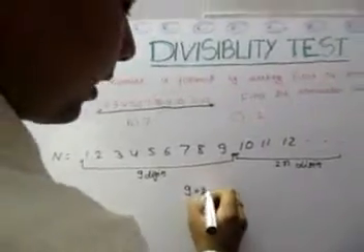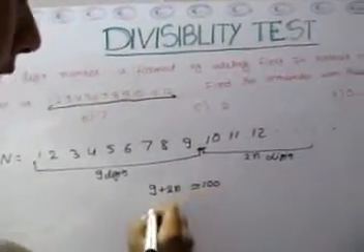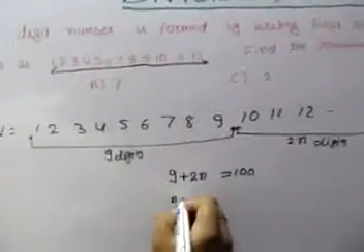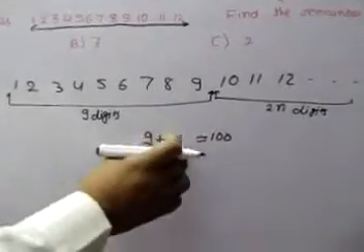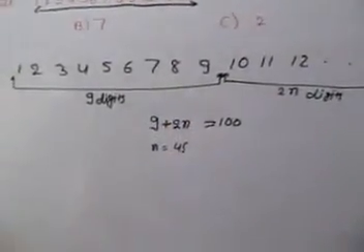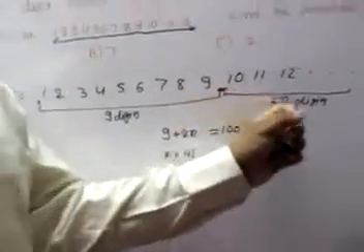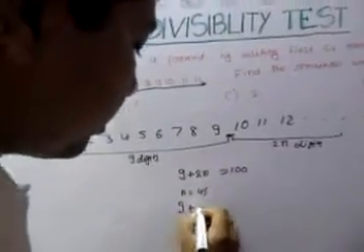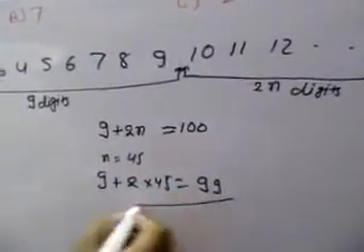So total digits we have used is 9 plus 2n. If we equate this to 100, we get n equal to 45. With n equal to 45, the summation is 99. N equal to 45 means if we write down 45 numbers after 9, then we will get the 99th digit, because 9 plus 2 into 45 is equal to 99.